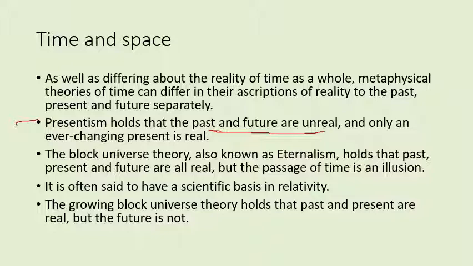This is the principle held by those who believe just in presentism. And only an ever-changing present is real. That's what they will say. The block universe theory, also known as eternalism, holds that past, present, and future are all real, but the passage of time is an illusion. It is often said to have a scientific basis in relativity. The growing block universe theory holds that past and present are real, but the future is not.